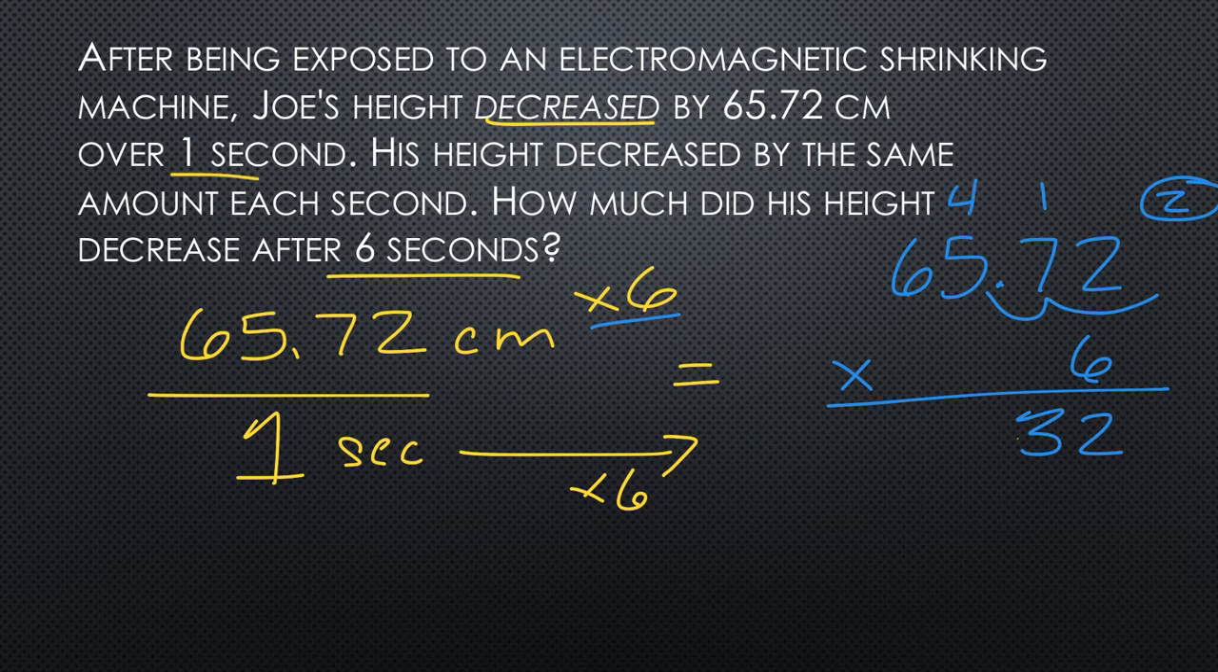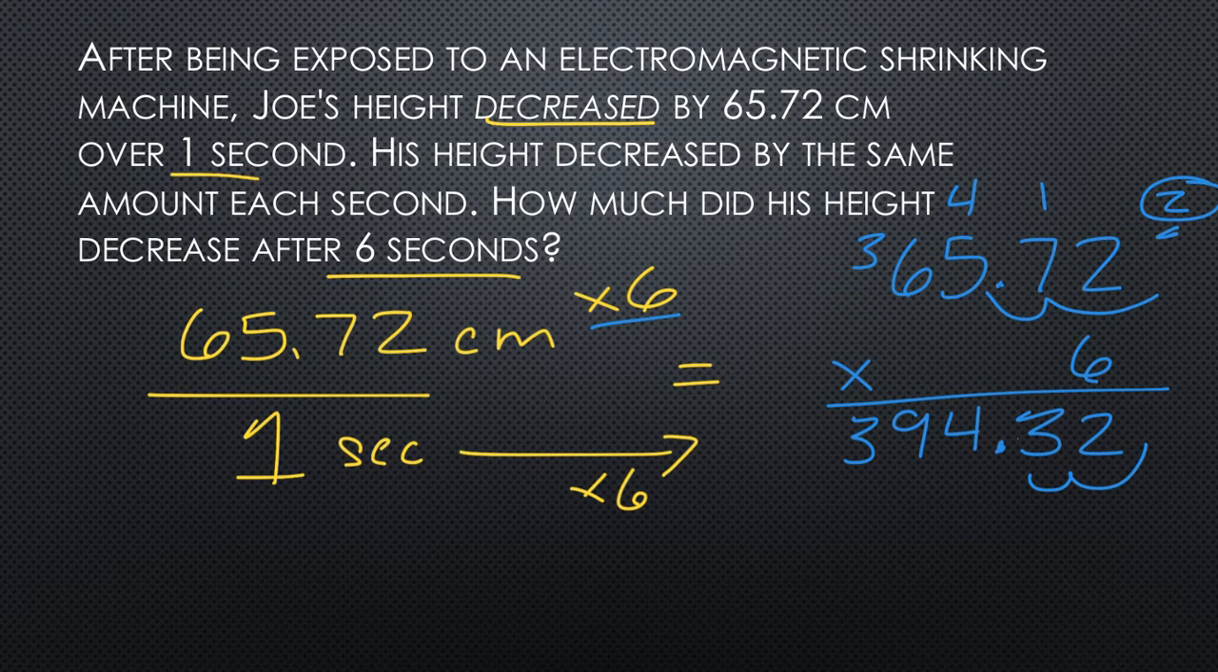6 times 5 gives me 30 plus 4 is 34. Bring that up. 6 times 6 gives me 36 plus 3 gives me 39. Now that's not my answer. Remember, I took out some decimals, so I got to bring those back in twice. 1, 2, and it's going to go right here.